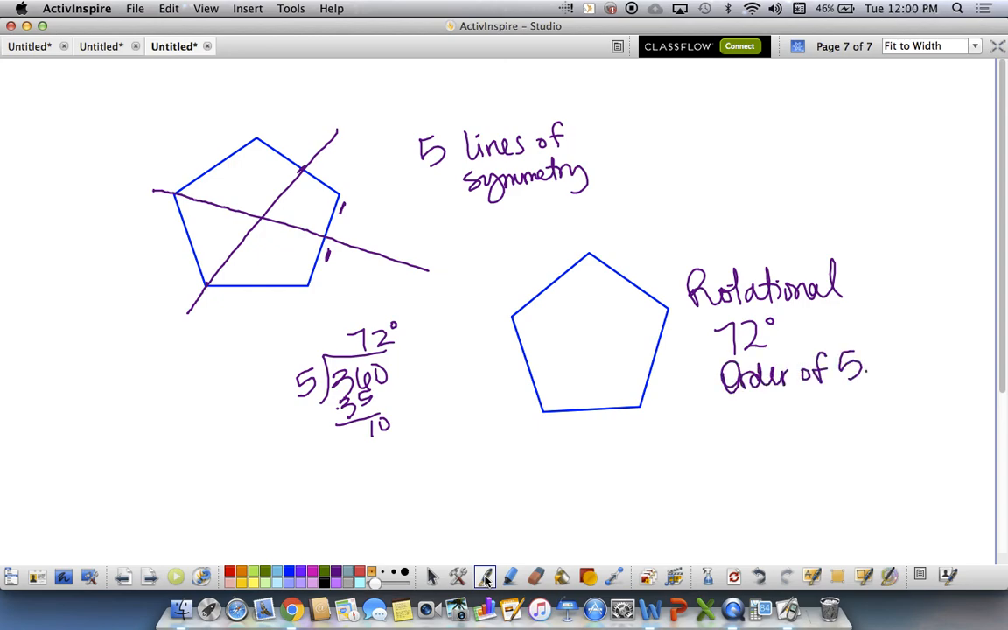If they are regular, that's always going to line up with how many sides it has. It's going to have that many lines of symmetry and that order of rotational symmetry. Okay? All right. We're done with another one.